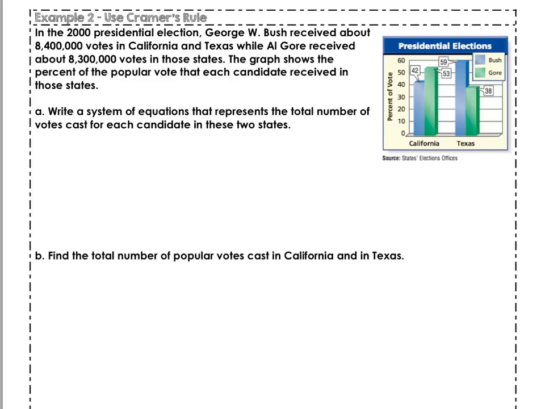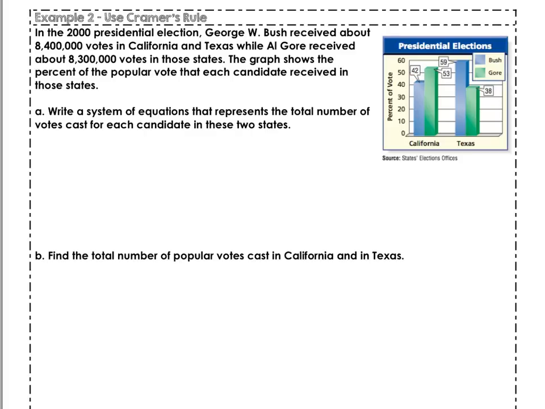Continuing right along, we're going to continue to use Cramer's rule, but now we're given a real-world system of equations using the votes from George Bush and Al Gore in the 2000 presidential election. We're asked to write a system of equations, and we are told to solve the system of equations. Something that you need in order to solve a system is variables. We are going to define the variables x and y as the total number of votes, because that's actually what we're trying to figure out, the total number of votes in each state.